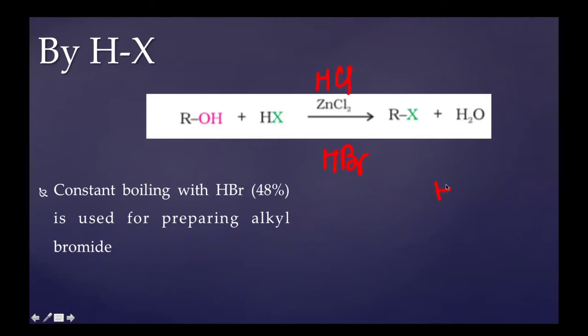We will not use HF as well as HI. These are not commonly used for preparing alkyl halides. RF and RI are not useful for preparing alkyl halides, since HF is poisonous and HI is very unstable, and hence these two products will not be obtained.